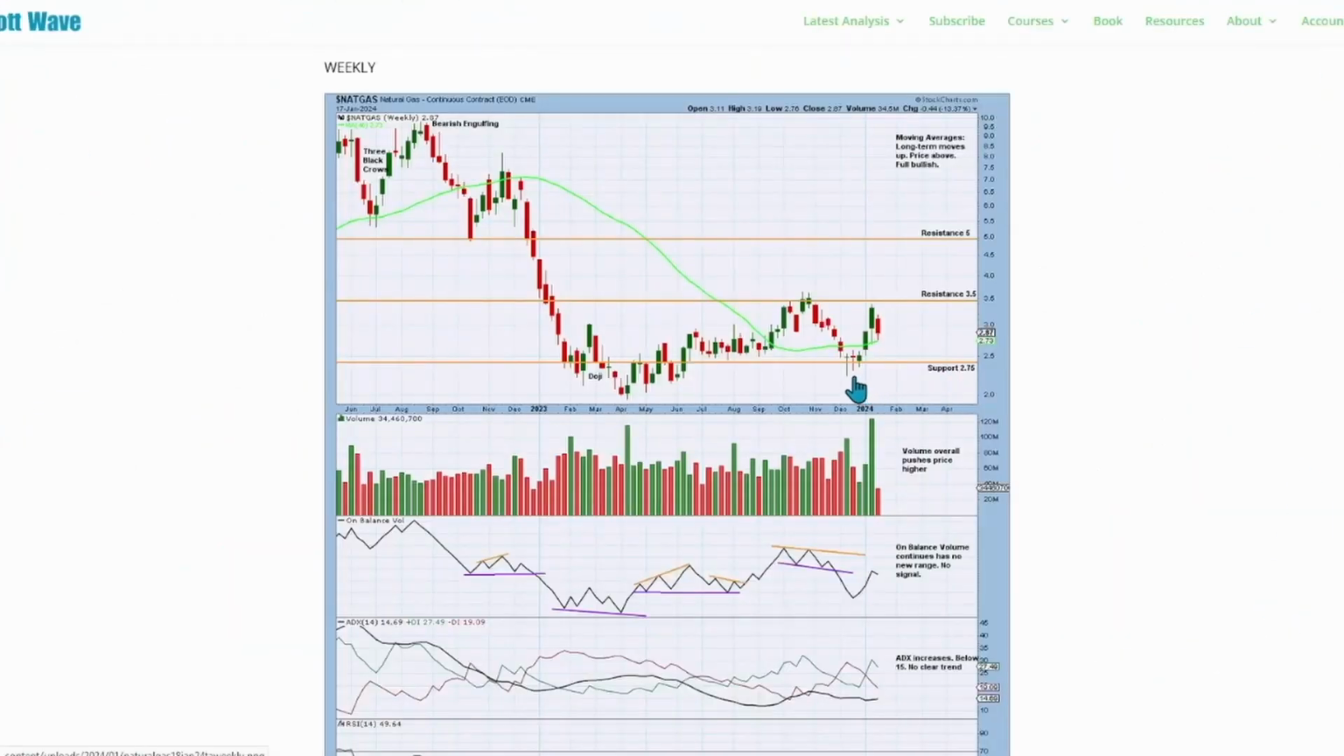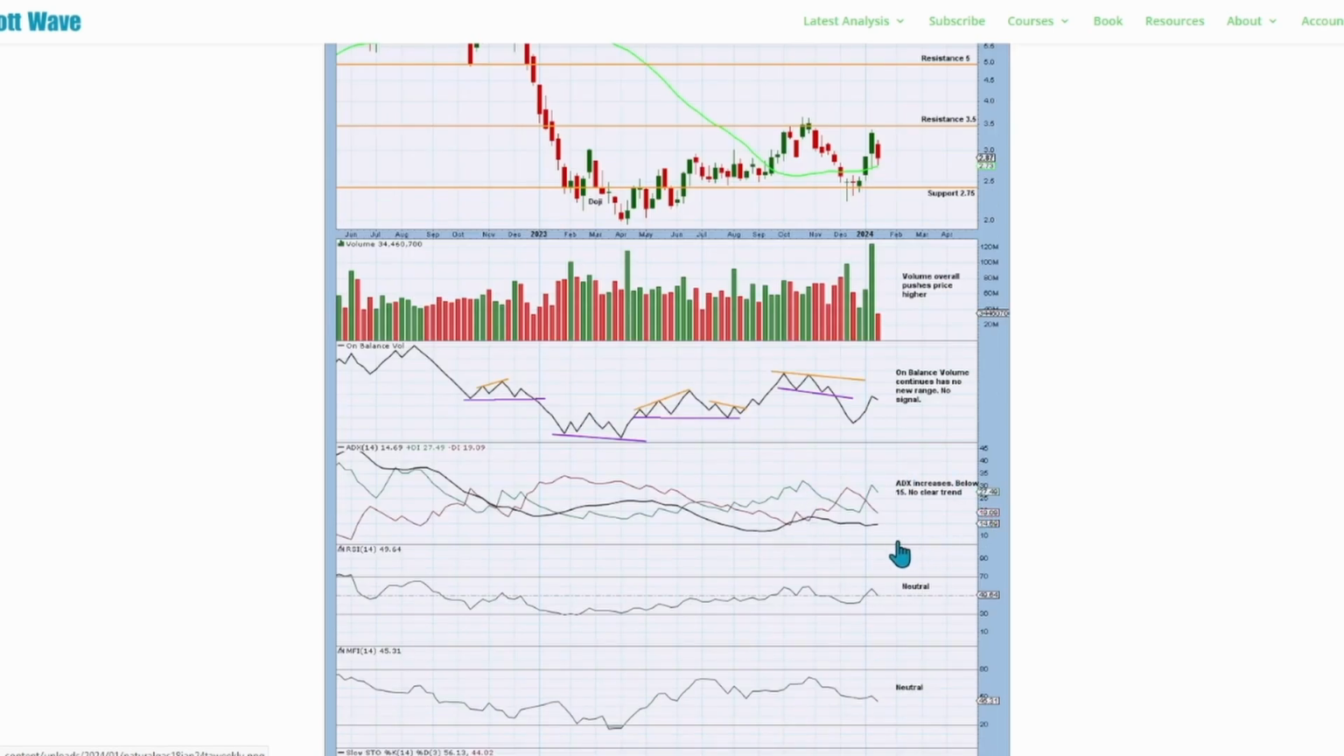On the technical weekly chart, price has moved up from support at 2.75, just failing to reach resistance at 3.5 and is now declining. Though this current session is incomplete, so we cannot draw any conclusions. Volume is overall pushing price higher with a very sharp push from volume as price failed to find resistance just here. On balance volume previously broke out of support, it currently has no new range and shows no signal.